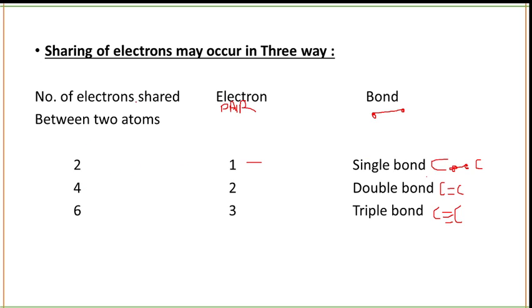Second, if the number of electrons shared between two atoms is 4, then the electron pair will be 2. As you can see, this is your double bond. The number of electrons present is 4: 1, 2, 3 and 4. If the number of electrons between two atoms is 6, then the electron pair will be 3, and this is known as a triple bond.